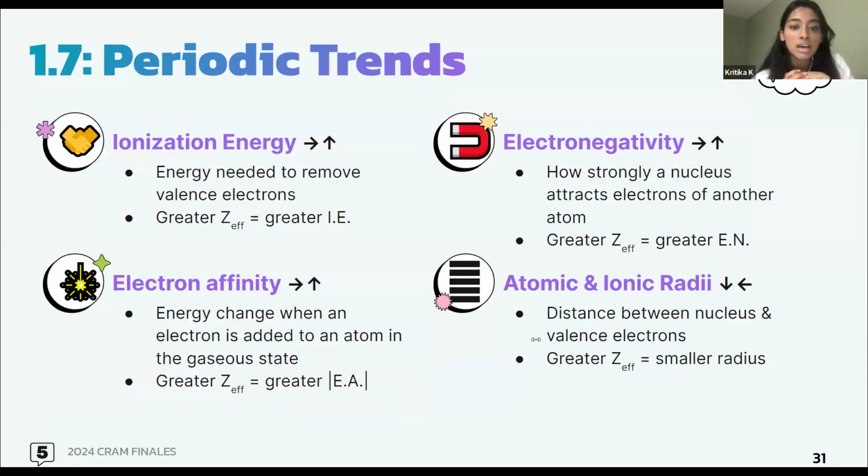So this is just a summary of the four trends that we just went over. I would recommend screenshotting this and keeping it in your notes. These are going to be really important for a lot of questions on the AP exam. We can just do a quick review. Ionization energy, electron affinity, and electronegativity all follow the same trend as the effective nuclear charge. So it increases as you move from left to right and from down to up. And then atomic and ionic radius moves the opposite way.